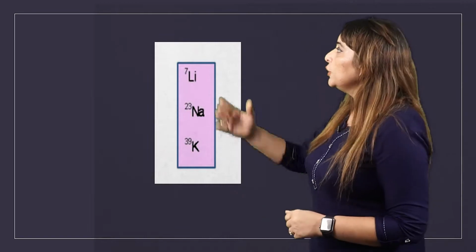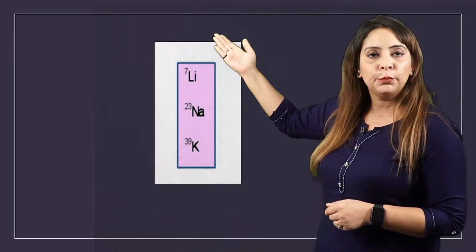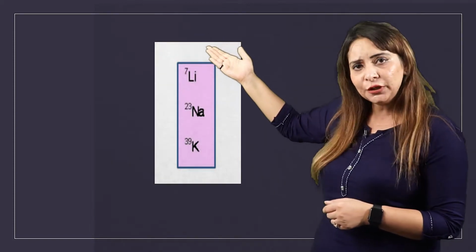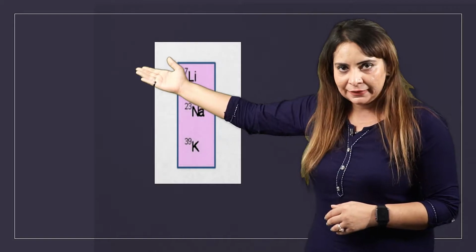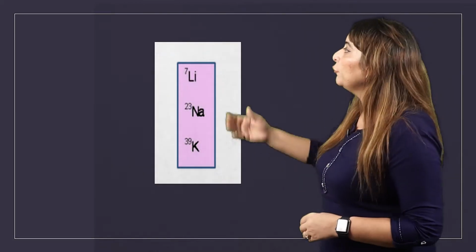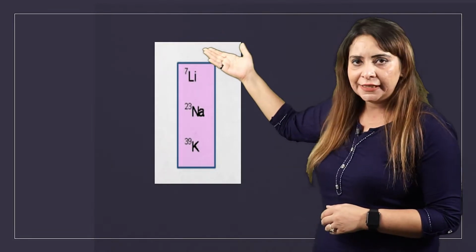So let's have a look at the triads. The first triad is lithium, sodium, potassium. The atomic mass of lithium is 7, and the atomic mass of potassium is 39. So they are arranged in order of increasing atomic masses.